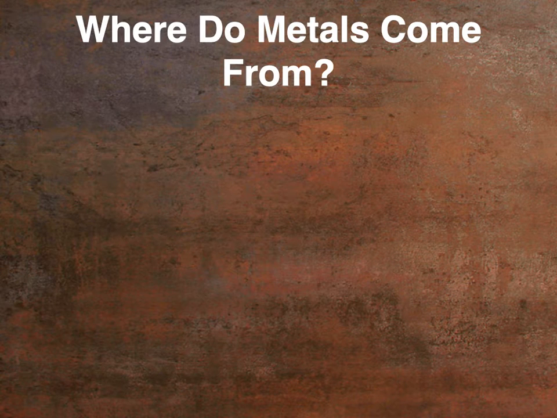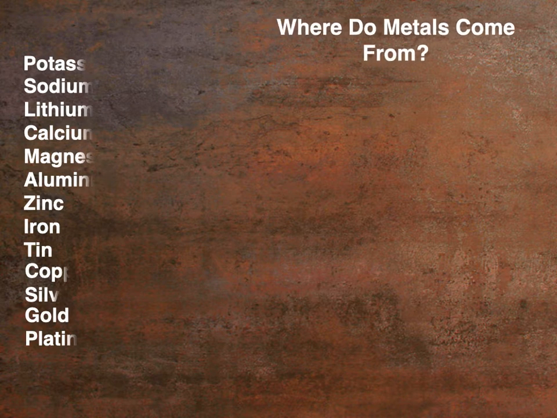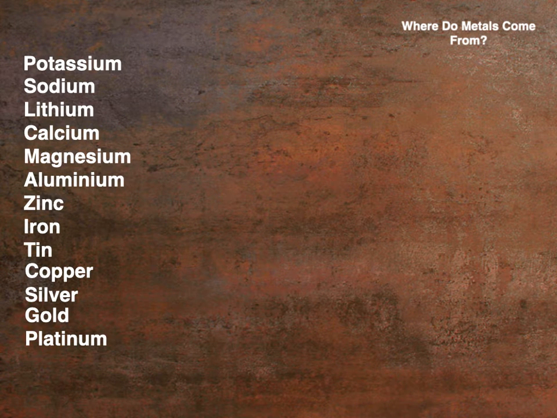So the question is, where do metals come from? Well, let's consider our list of metals. Let's consider potassium right there at the top. If you take a little pile of potassium, drop a little bit of water on it, it's going to react violently and produce potassium hydroxide. But the point is, you are never going to find potassium as a metal in the ground. If you put potassium metal in the ground, it's going to react with stuff around it. So you are never going to find potassium as a metal in the ground, only potassium compounds.